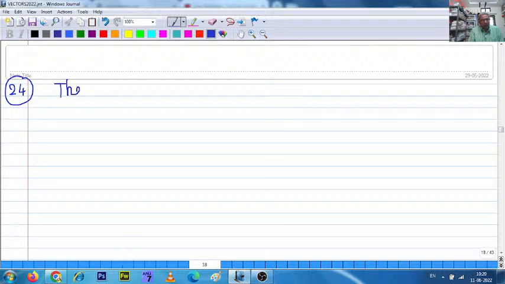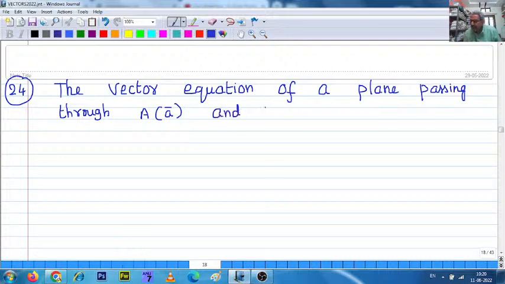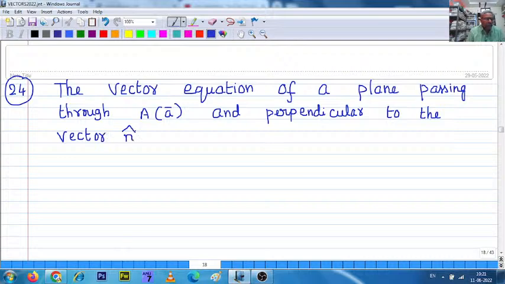The vector equation of a plane passing through A, that means position vector of A is A bar, and perpendicular to the vector n cap is r bar minus A bar dot n cap is equal to 0. So this you remember.